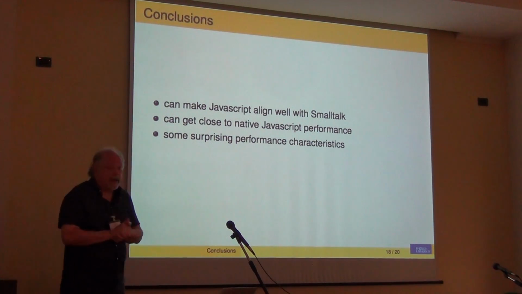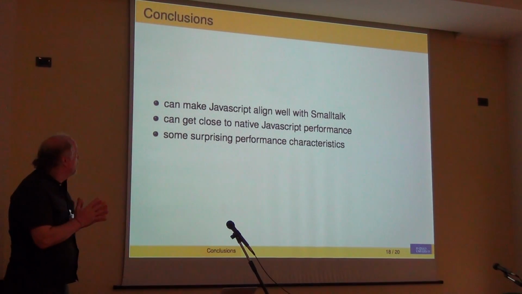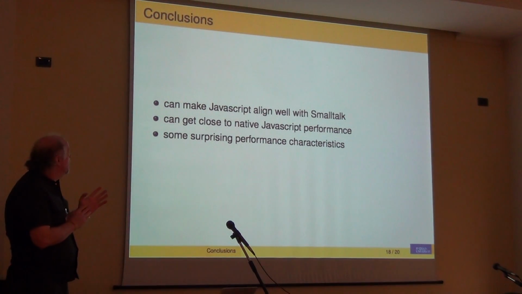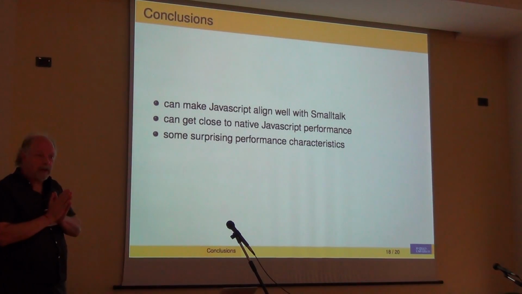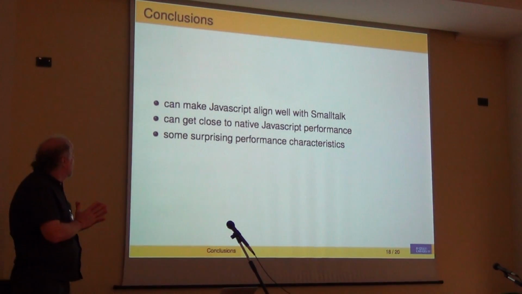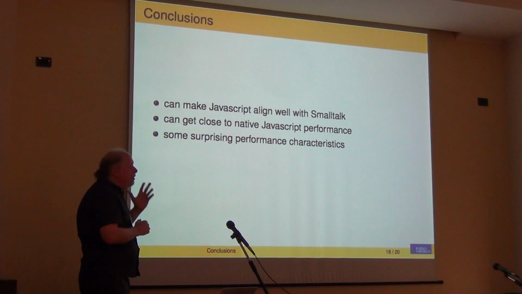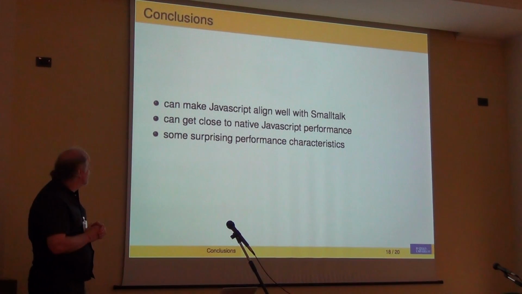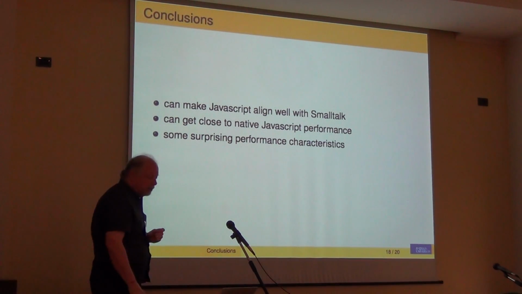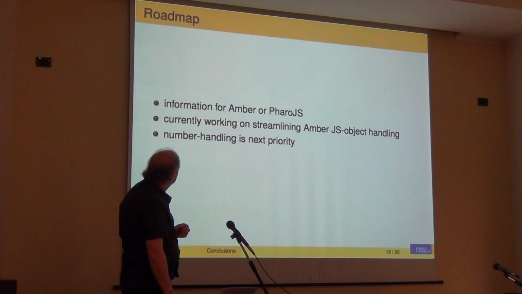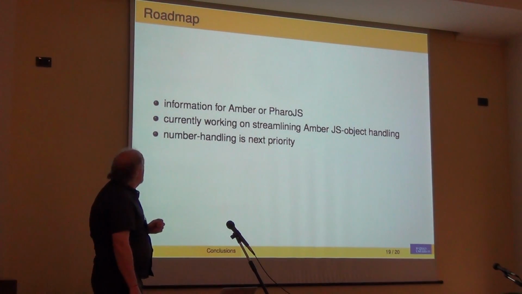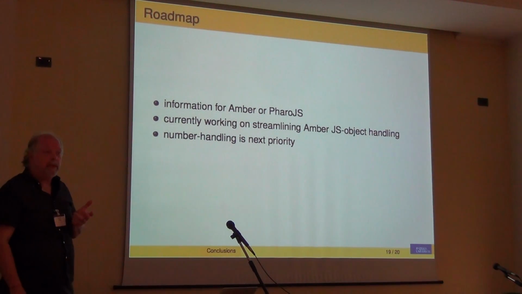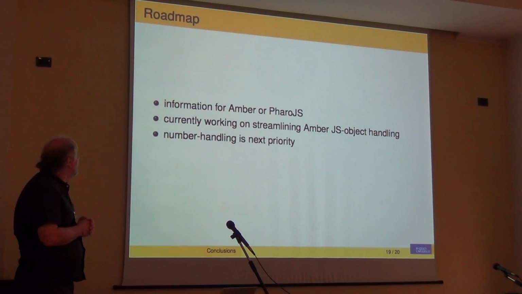So, conclusions. It turns out if you're willing to abandon legacy browsers, you can make JavaScript align very well with Smalltalk, so that the class structures are almost perfectly matched. And you can get very close to native JavaScript performance if you're willing to do enough analysis. And I found some surprising performance characteristics. This would provide information for Pharo.js or Amber people to try and improve their performance.